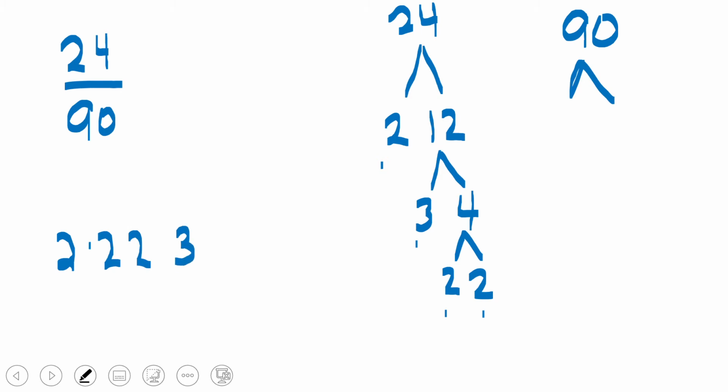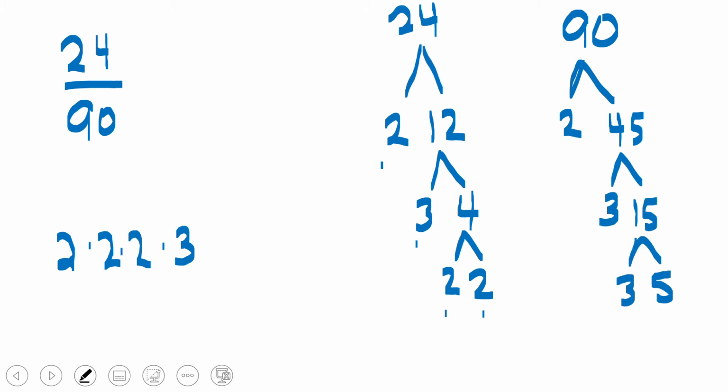And then for 90, 2 times 45. 45 is 3 times 15. 15 is 3 times 5. So 2, 3, 3, 5. Just stacking those to help, we have a common prime factor of 2 in both numbers. We don't have any more 2's that are common.